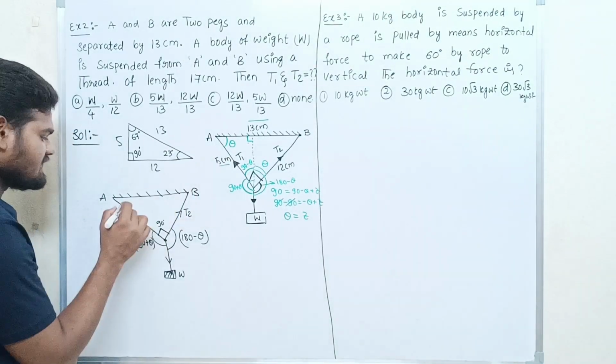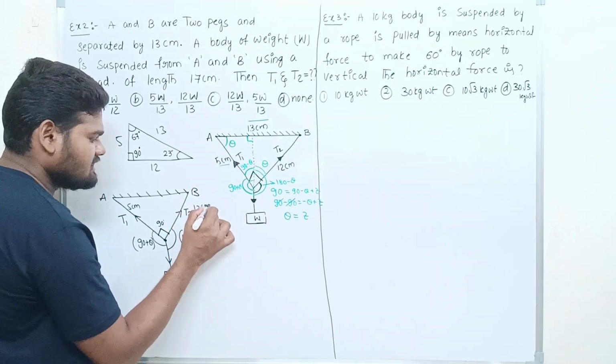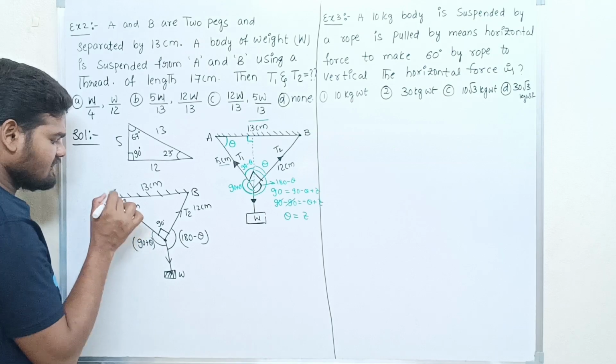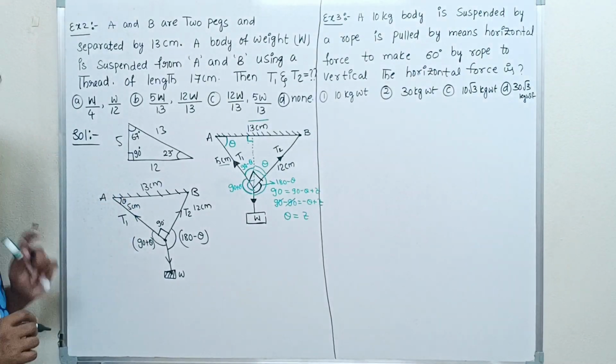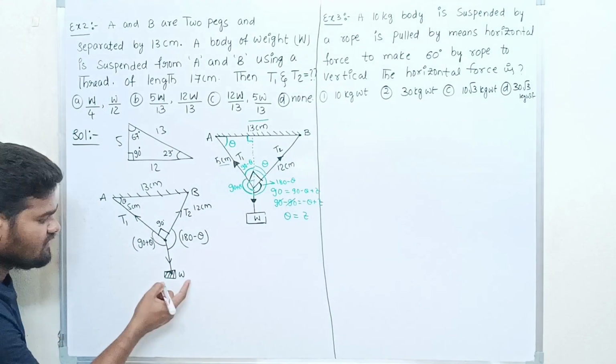Okay, so T1, this side is how much? 5 centimeters, and this side is how much? 12 centimeters, and this is 13 centimeters. So we have taken this as an angle theta. Is it clear? According to Lami's theorem, we can write what?